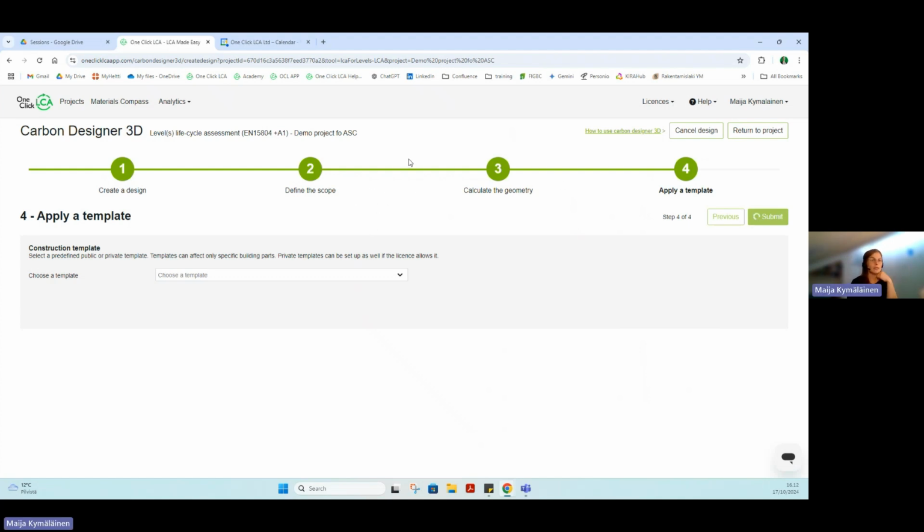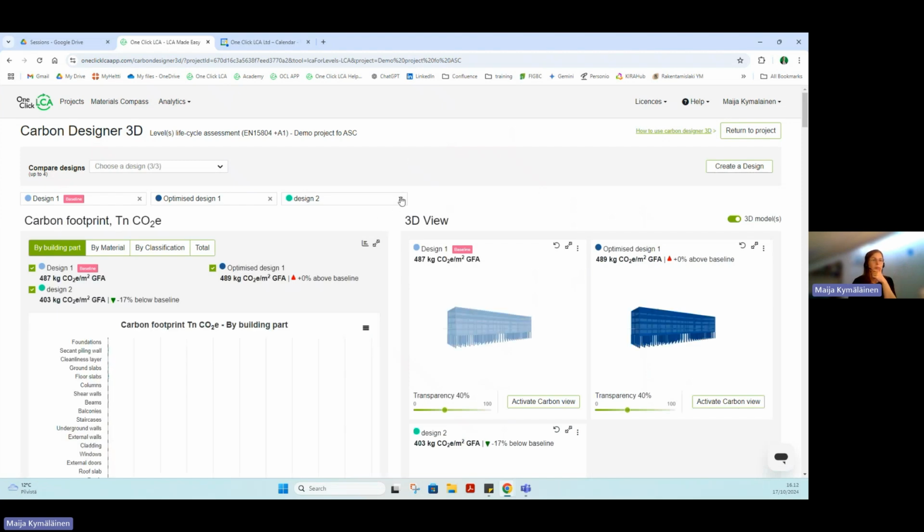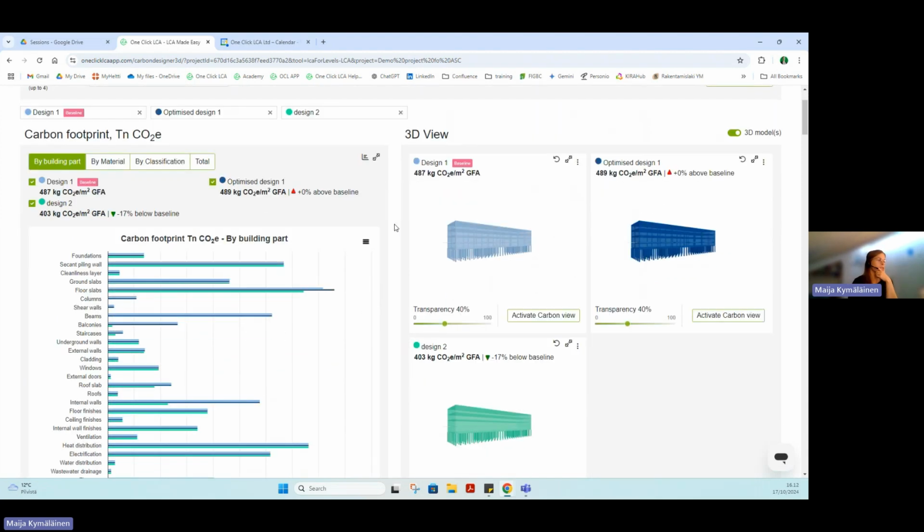So this is once you get to work with it, it may become a bit faster, but it always takes some time to load and to calculate. So that might be sometimes a bit frustrating, but it still works.